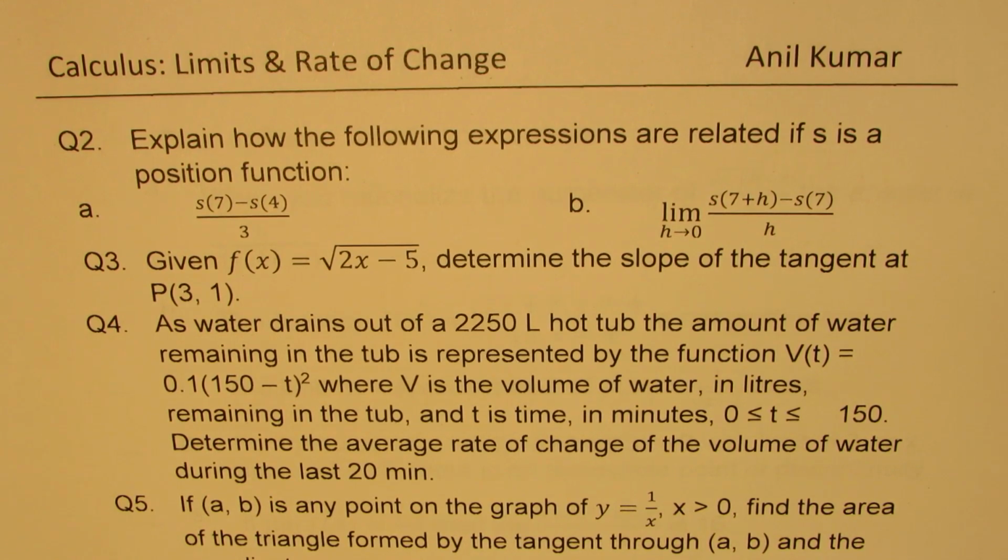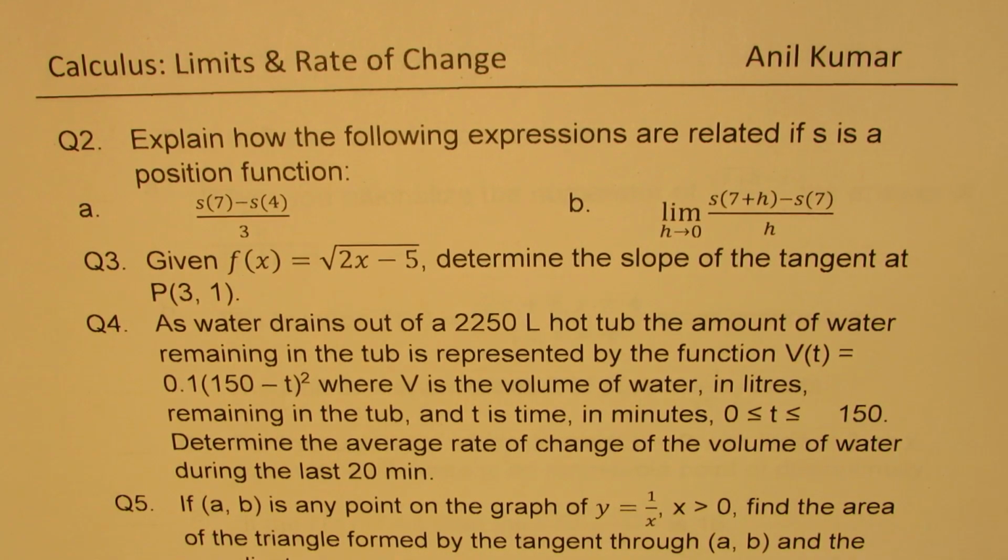Question 4. As water drains out of a 2250 liter hot tub, the amount of water remaining in the tub is represented by the function v of t equals 0.5 times 150 minus t whole square, where v is the volume of water in liters remaining in the tub and t is time in minutes, where t is between 0 to 150 minutes. Determine the average rate of change of volume of water during the last 20 minutes.